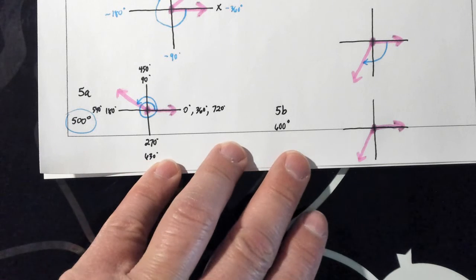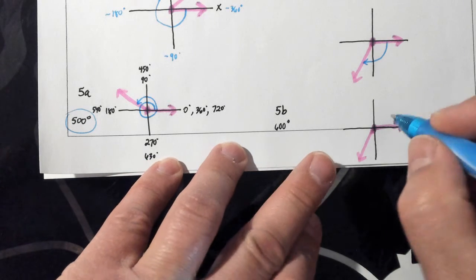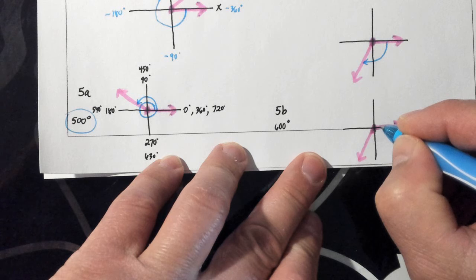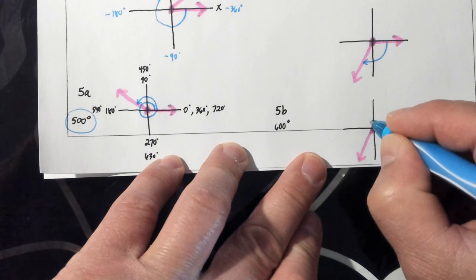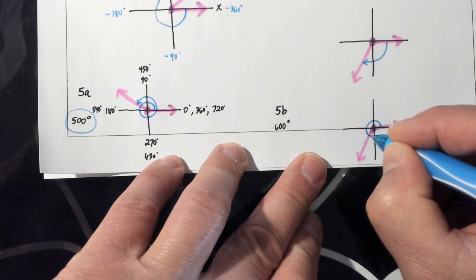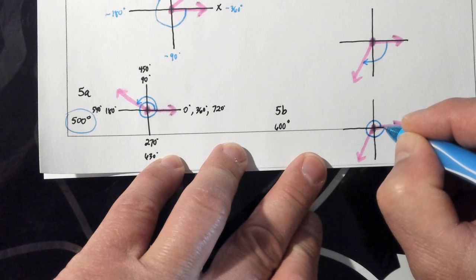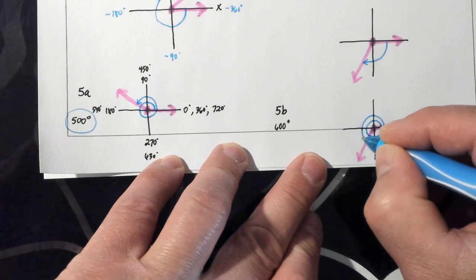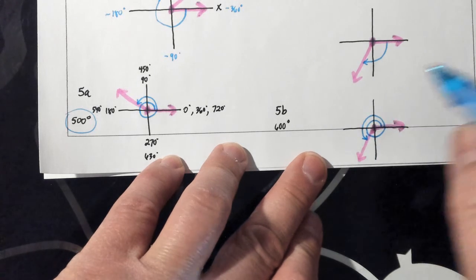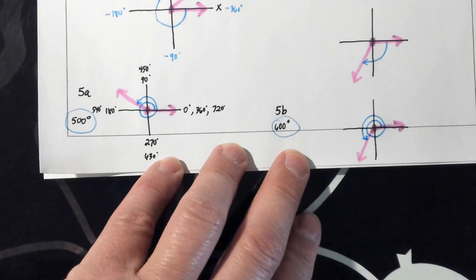Now I put in rotational marking. We start at the initial side, 90, 180, 270, 360, 450, 540, 600 degrees. Crazy, right?